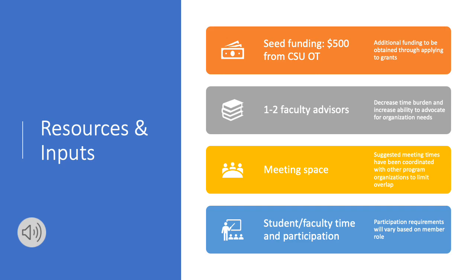The resources we've identified to implement the program are firstly seed funding for $500 to cover initial startup costs, with the opportunity for additional grant funding to be applied for by group board members at a later date. Secondly, 1 to 2 faculty advisors. We are requesting multiple advisors to decrease the time burden that will come with starting a new organization, as well as to increase the ability for the advisors to advocate for the group on more sensitive topics. Third, space for member and board meetings, which will be coordinated and scheduled around existing organizational meetings to limit overlap.